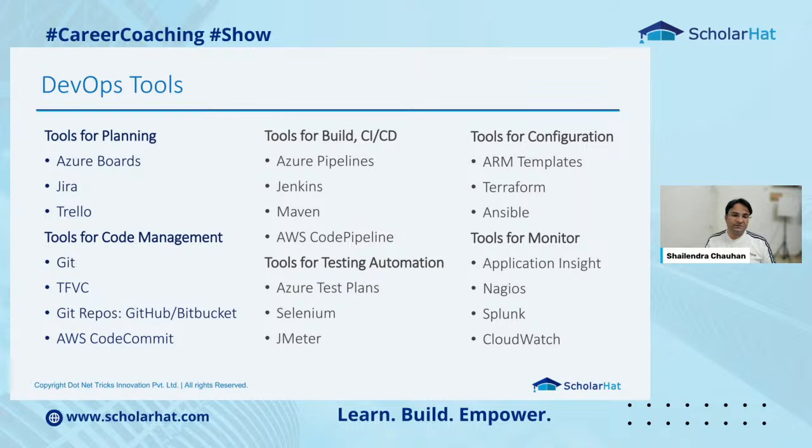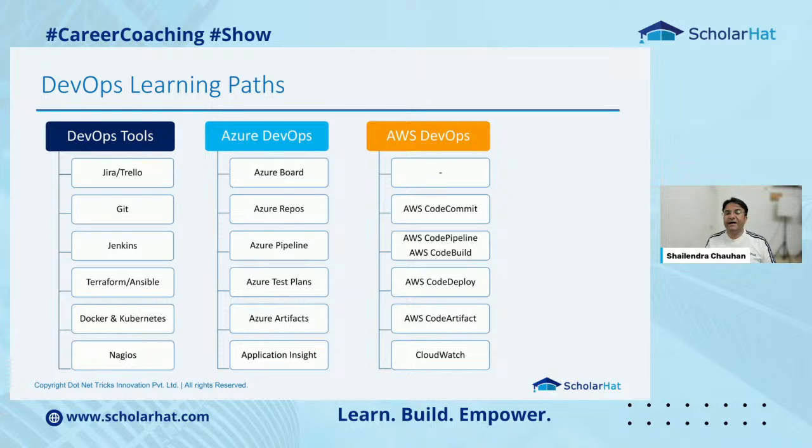Now let's look at the DevOps learning path. This is the complete picture that will make things clear. Here I have created three paths for learning. One is a path that is not specific to any cloud. It's a path you can use anywhere. It can be your on-prem environment, it can be with AWS, it can be with Azure. But here I'm using my own set of tools. For project planning, you can go ahead with Jira and Trello. For code management, we have Git.